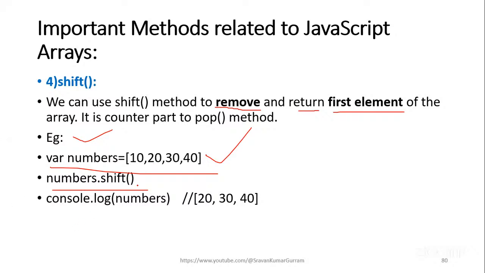See, after implementing this shift operation, I want to print the elements that the array numbers has. So after execution of this, you will get the output 20, 30, 40 because the first element 10 is removed. 10 is deleted by using the shift method.